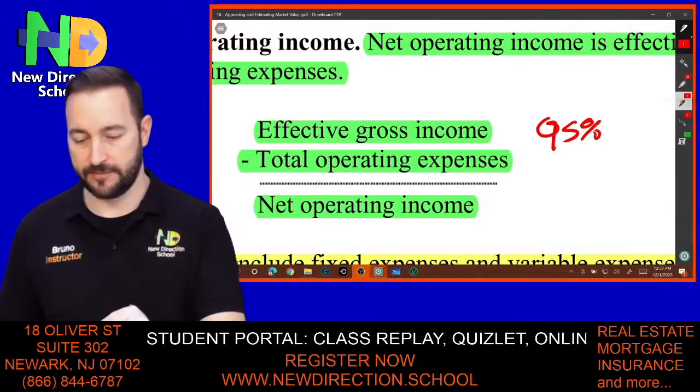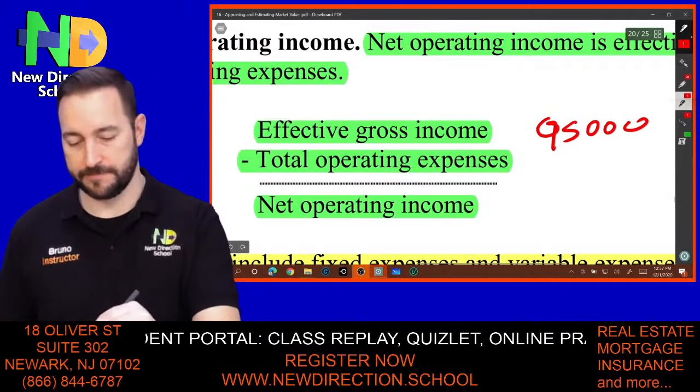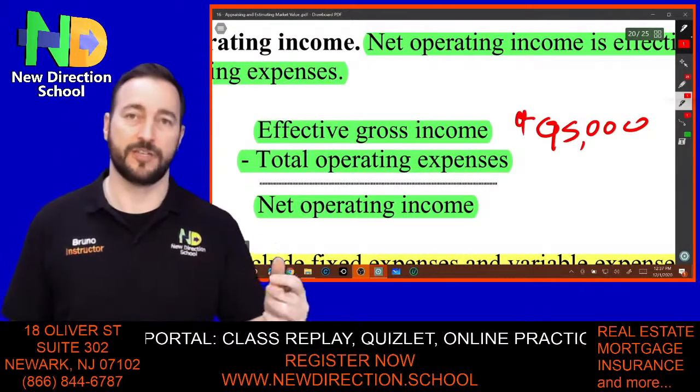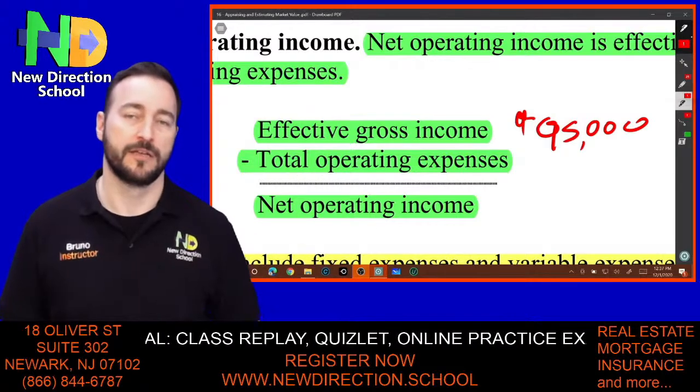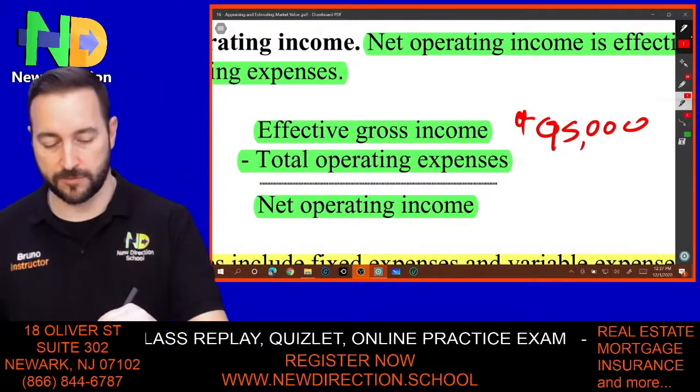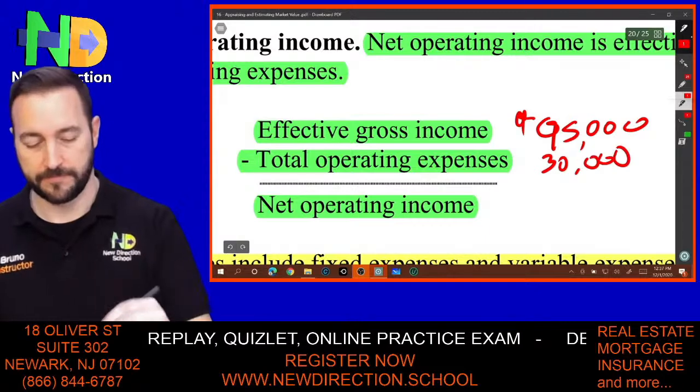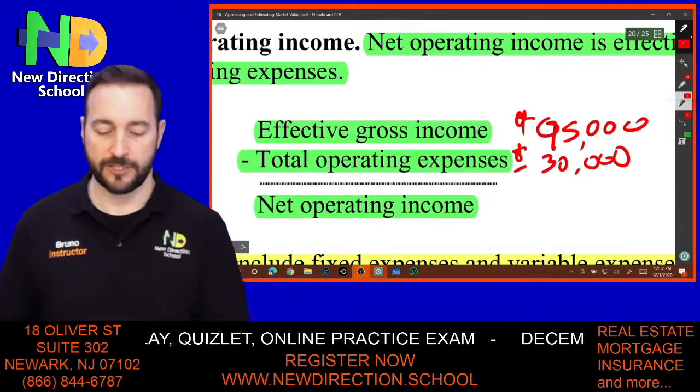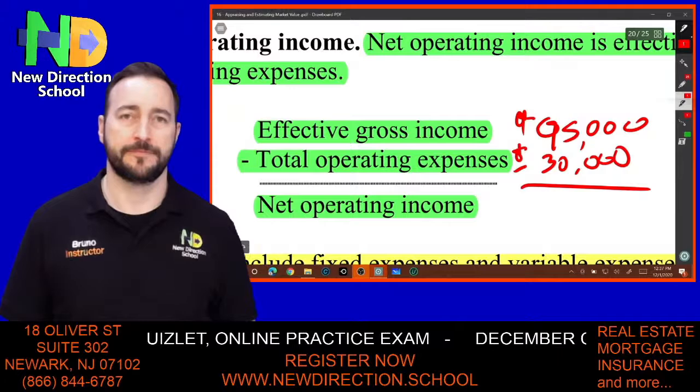Actually, let's translate this to numbers. Let's say it's $95,000, right? That's 95% of what we said earlier, $100,000, right? Minus expenses, and the expenses were $30,000. So how much do I bring every year?